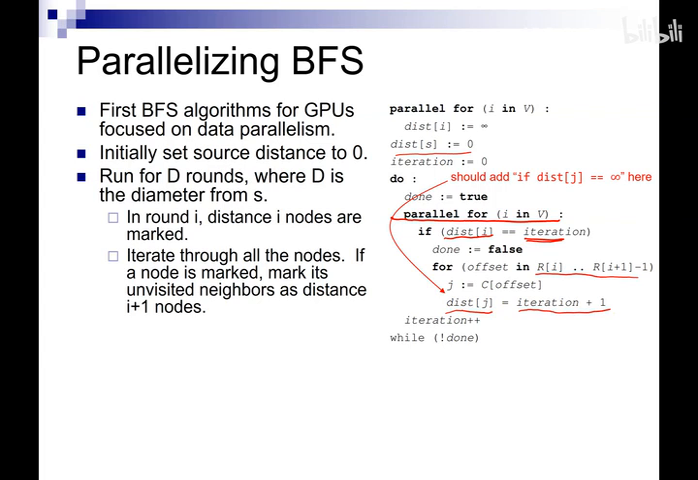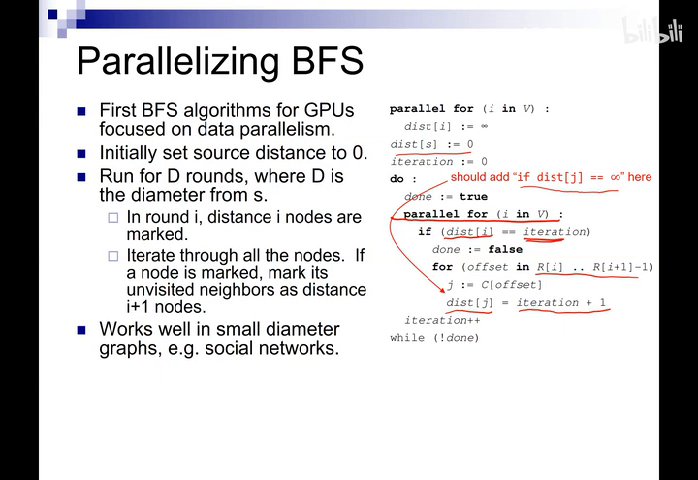There's a little bug in this code. We should actually add this line: if the node has not been visited, that is, if its current distance is infinite, then we set its distance to be the current iteration plus 1. Then after you've done this for all of the nodes in the graph, you go to the next iteration, the next larger distance.